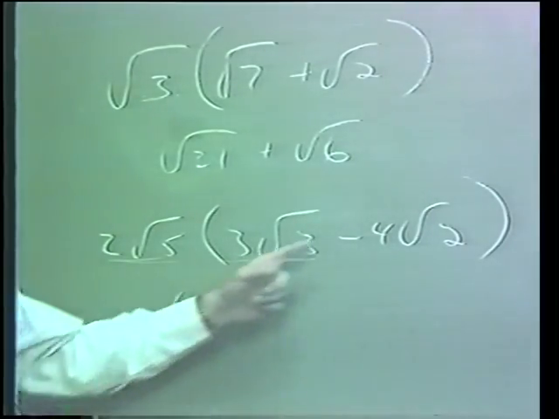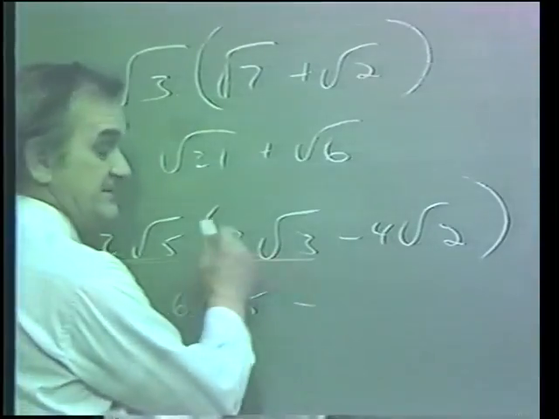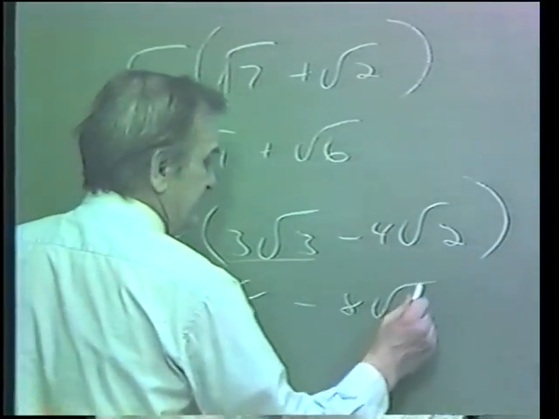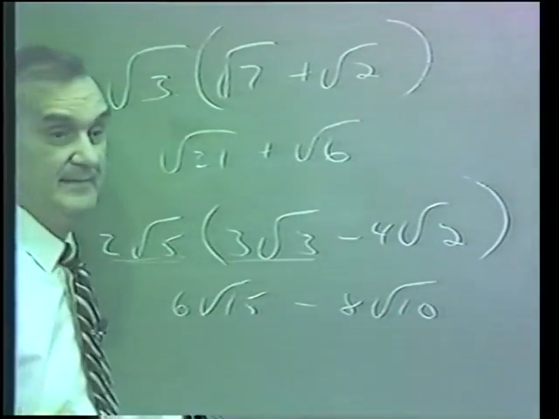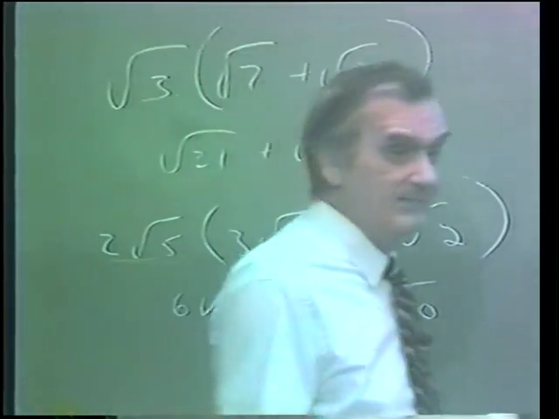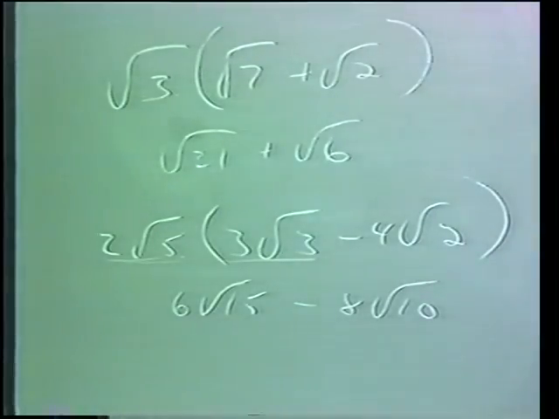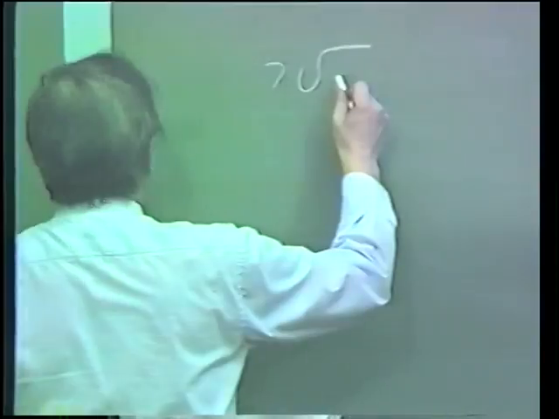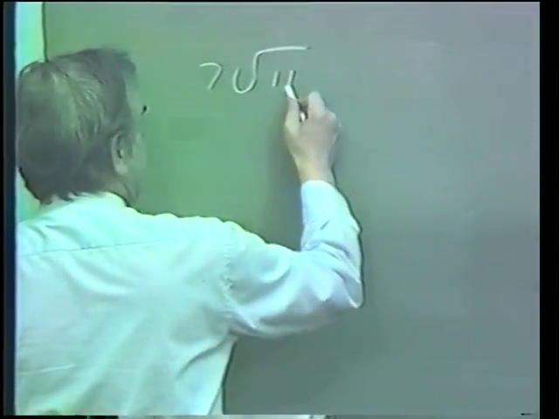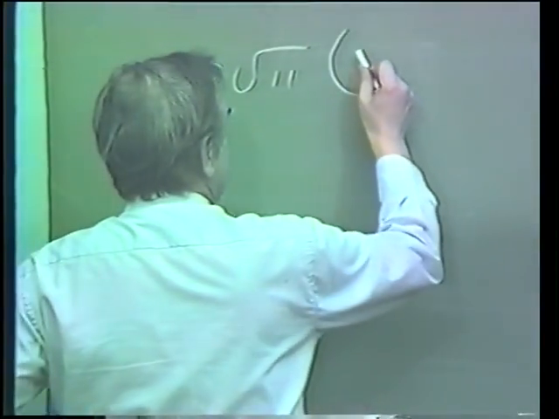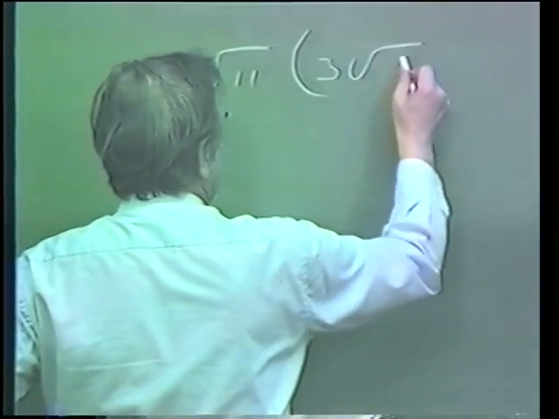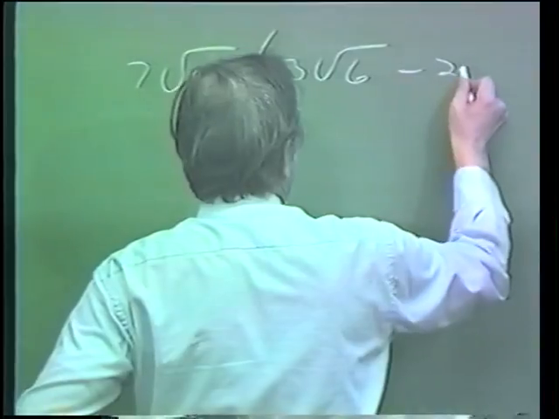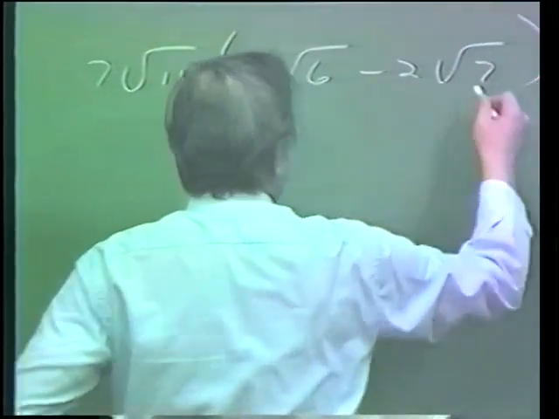We now move down to the second. Well, that's a negative. Coefficients, 2 times 4 is 8. Square root of 5 times square root of 2 is square root of 10. That's it. Don't make them difficult yet. Let's suppose we have this: 7 square roots of 11 times the quantity 3 square roots of 6 minus 2 square roots of 7.